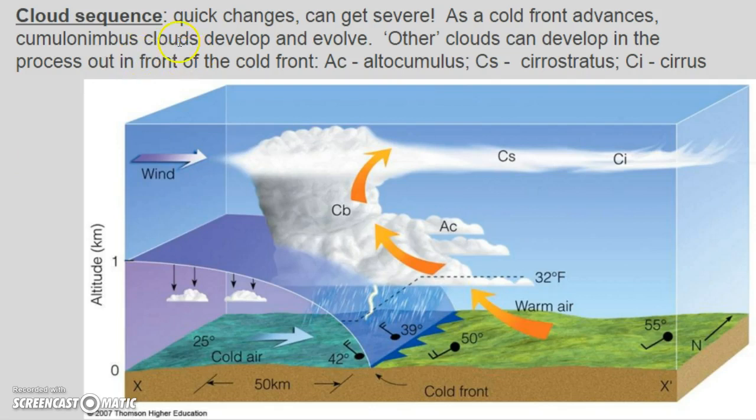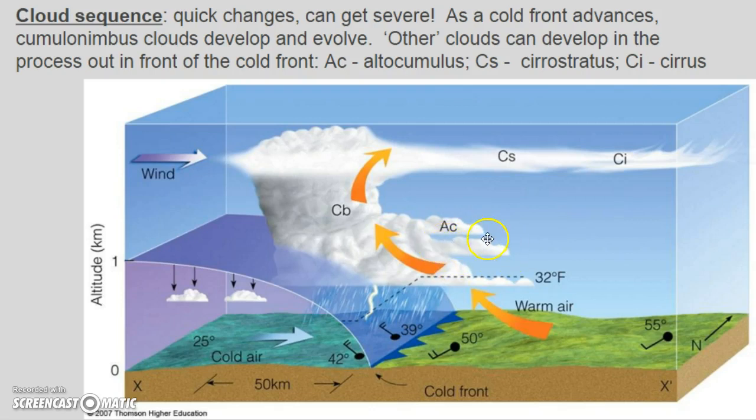So let's look at this real quickly here. We can have other clouds associated with it, but the quick change can get very, very severe with the cold front. As a cold front advances, cumulonimbus clouds develop and evolve. This is the key here, they evolve. Other clouds can also develop in the process in front of the cold front. We can look at this altocumulus cloud, and these are clouds that are kind of puffy. They're kind of mid-level clouds that you start to see that something's happening.